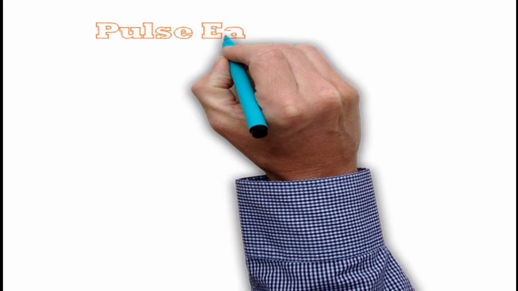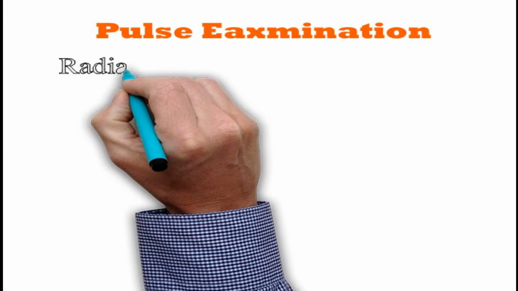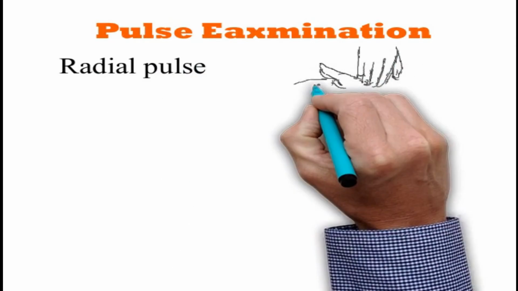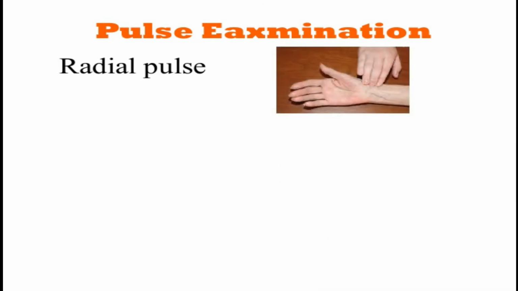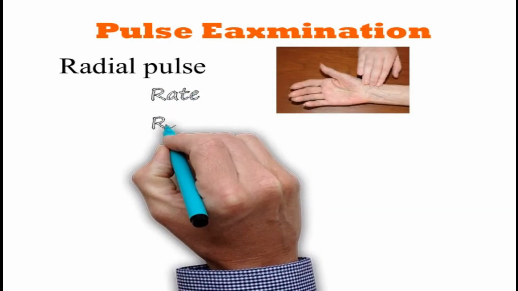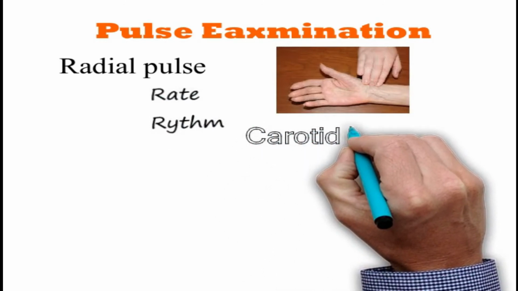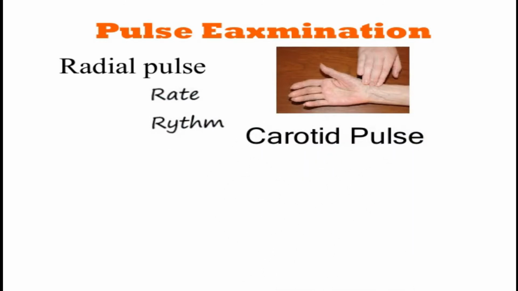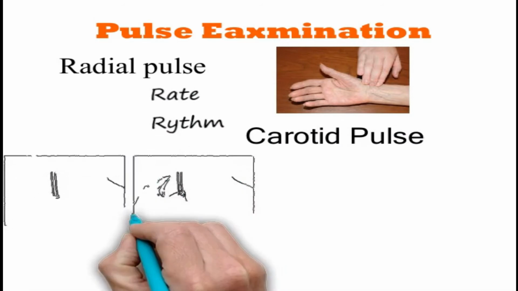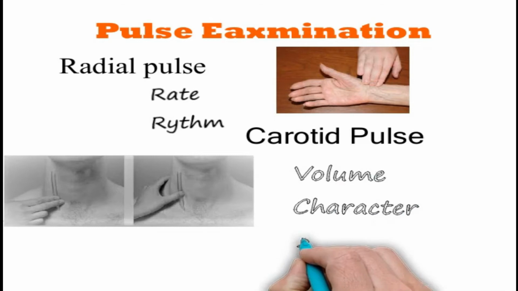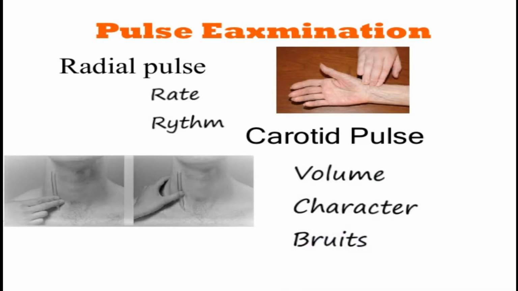Then examination of the pulse, which is very important. Examine the radial pulse very carefully and observe the rate and rhythm. Examine the carotid pulse very carefully on both sides separately. And also you have to observe the volume, the character, and whether any bruit is present or not.